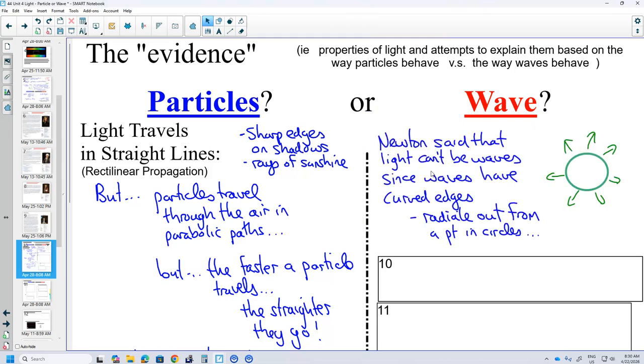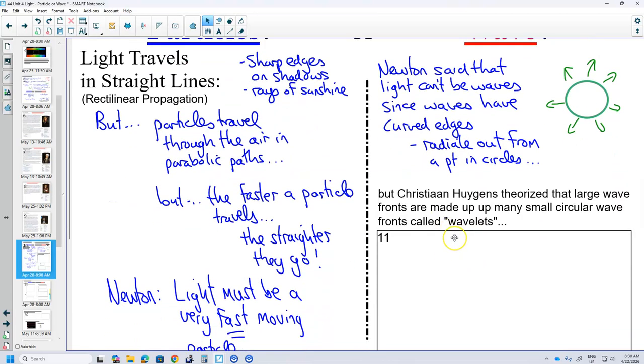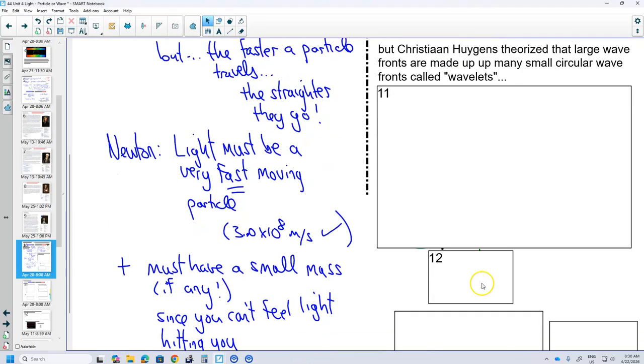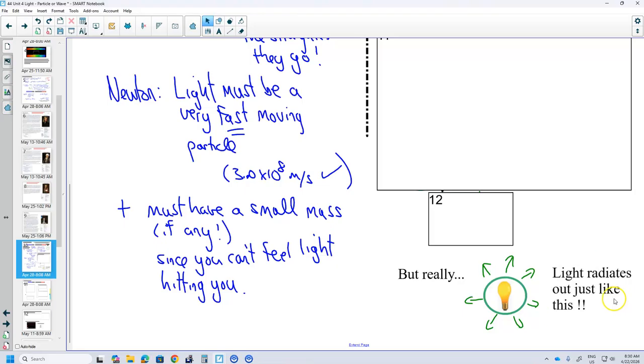Newton said that light can't be waves, since waves have curved edges, right? Picture a circular wave in a pond radiating out and so on, right? But Christian Huygens, I want to say actually right away too, to me, it's a pretty weak argument from Newton. If you look at a light bulb, light radiates out much like that, right?